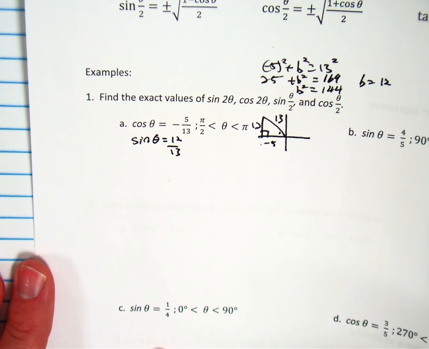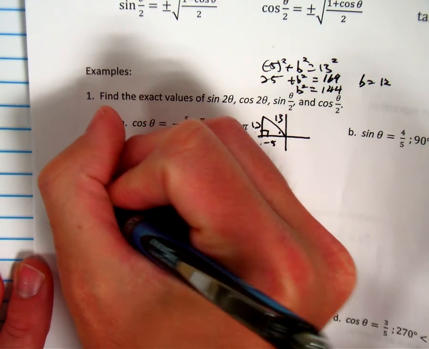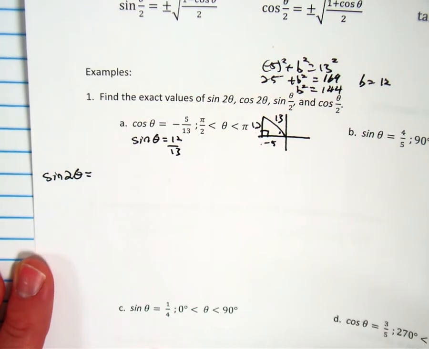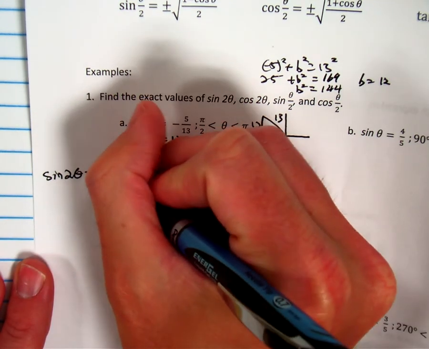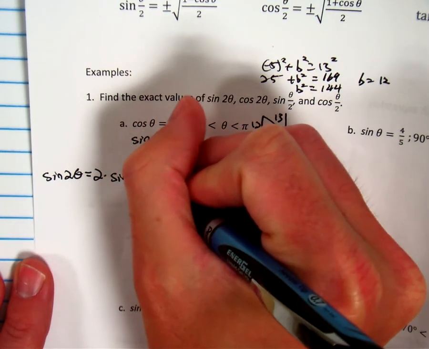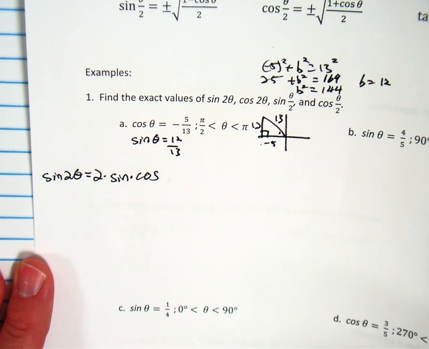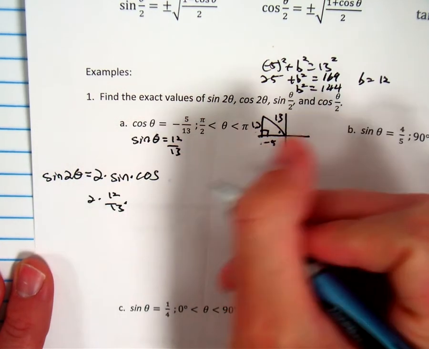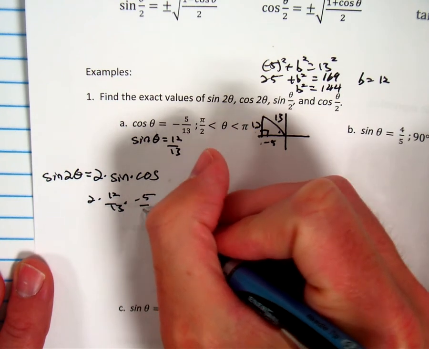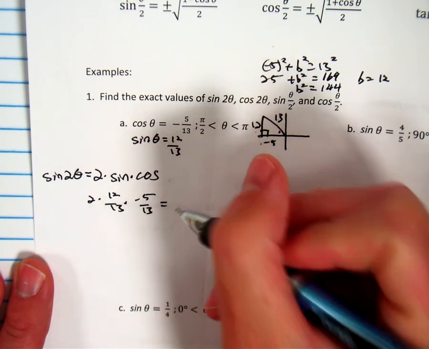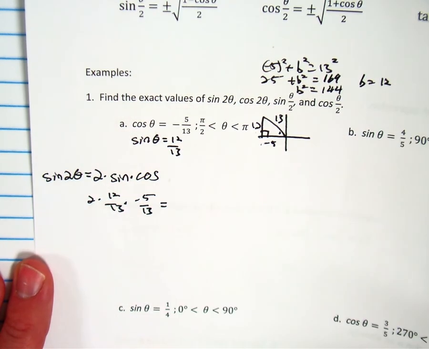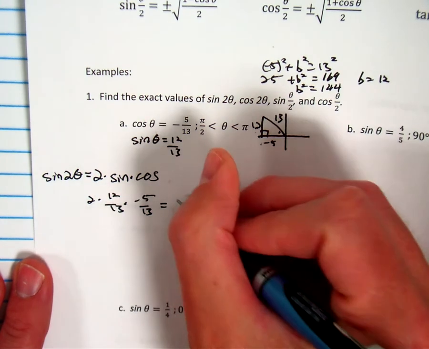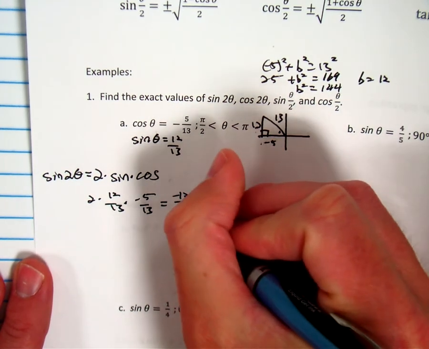Regular sine is 12/13. So when I do sine of 2 theta, the formula from up top there is 2 times sine times cosine. Sine was 12/13. Cosine was negative 5/13. And that would be negative 60 times 2, negative 120 over 169.